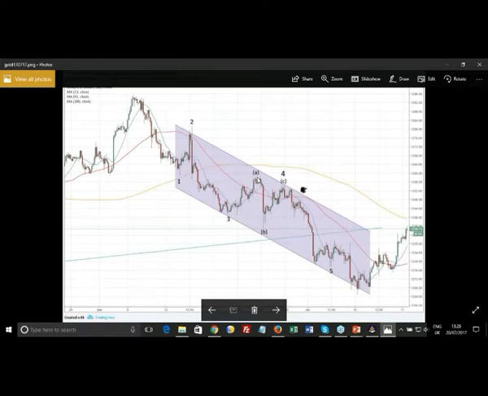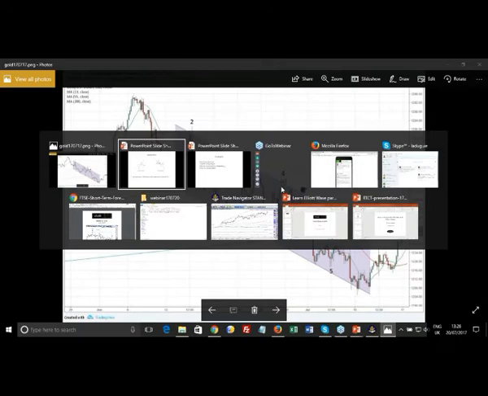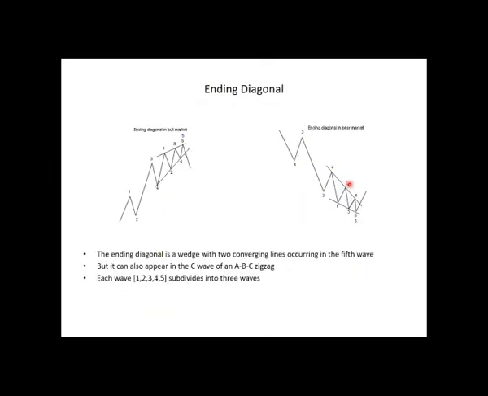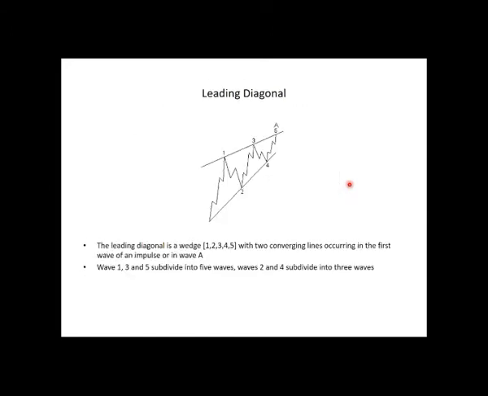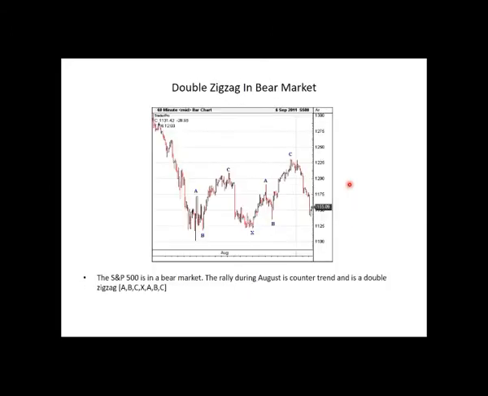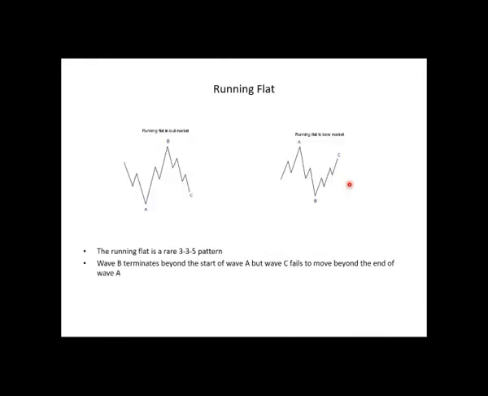Basically, that bounce here is wave A of a running flat in 3 waves, A, B, and C. So, in fact, wave 4 ended here, a bit lower. And in that case, it doesn't overlap wave 1. And why is it a running flat? Because the market made a new low and bounced back. And if I go back to that pattern, which is called a running flat, it's here. That is the one here.